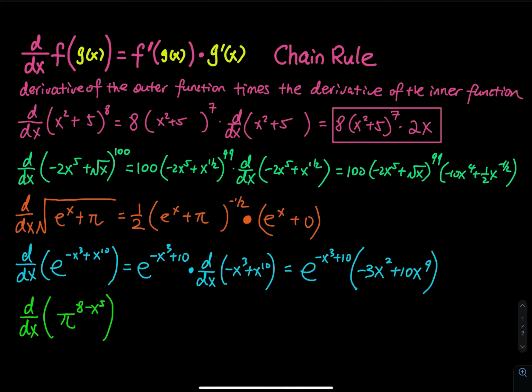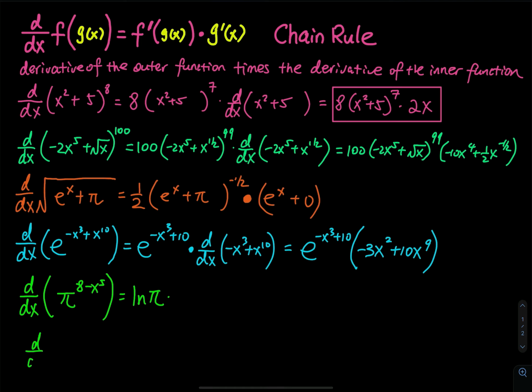Well, what is the derivative of this exponential function? The derivative is ln of the constant. So you have ln of the constant, and then multiply whatever the power is. So the derivative of a to the x is equal to ln a times a to the x, right? And then you multiply the base raised to 8 minus x to the fifth.